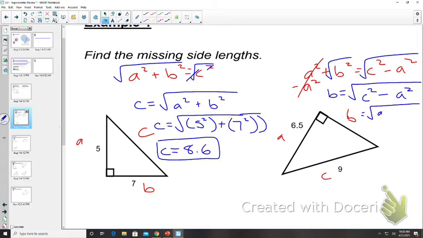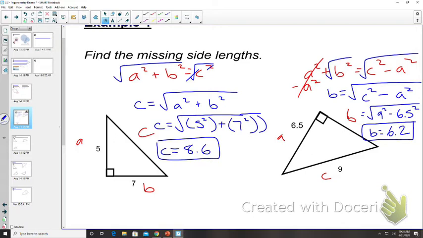C squared, so 9 squared minus 6.5 squared. And then you should get a B value of 6.2. What on earth did I do wrong? Always go with the third decimal place. I got 6.5 squared, which was 42.25, and 9 squared, which was 81. And then I put those together and square rooted that.